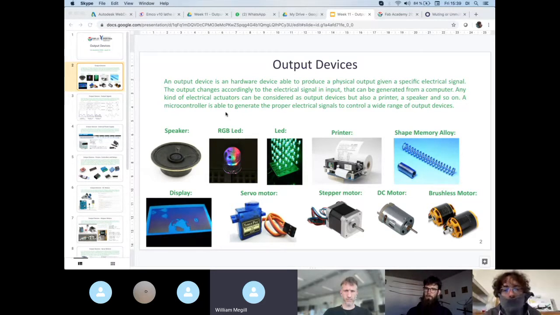Okay, so this list is not exhaustive. There are a lot of other kinds of output devices, but it covers some generic needs for your project. I think all of you should have a display and a servo motor, and also some LEDs and the speaker as well in your kit.